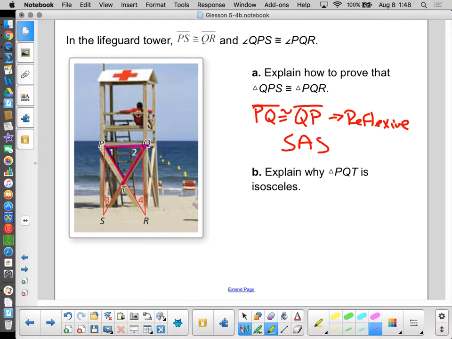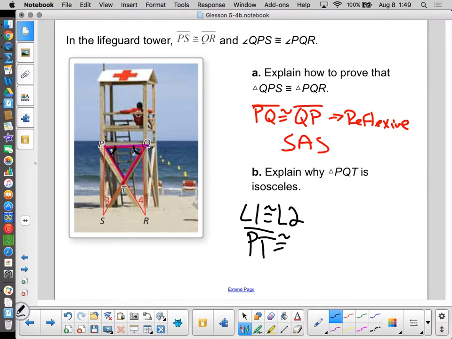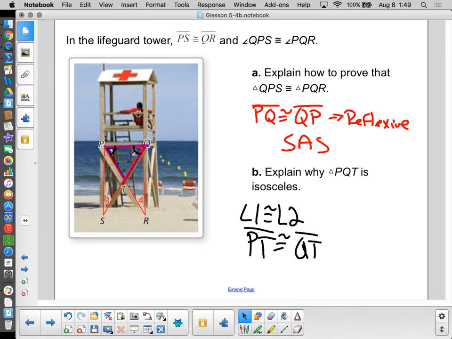Well, because we just said that those other two triangles, QPS and PQR, are congruent. We know that angle 1 and angle 2 must be congruent because they're corresponding parts of congruent triangles. Okay? Those two angles must be congruent. So angle 1 must be congruent to angle 2 because they're both parts of those congruent triangles, which means that PT must be congruent to QT because of the base angles theorem, making that an isosceles triangle.